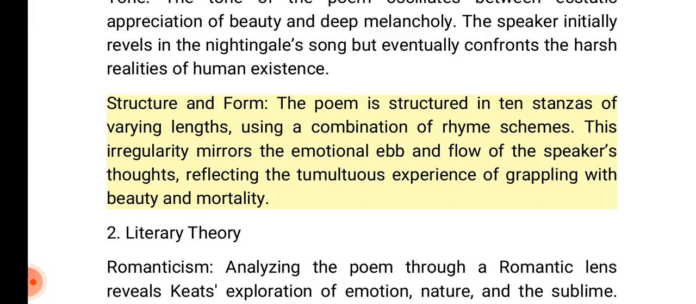The speaker initially revels in the nightingale's song but eventually confronts the harsh realities of human existence. Structure and form. The poem is structured in 10 stanzas of varying lengths, using a combination of rhyme schemes. This irregularity mirrors the emotional ebb and flow of the speaker's thoughts, reflecting the tumultuous experience of grappling with beauty and mortality.